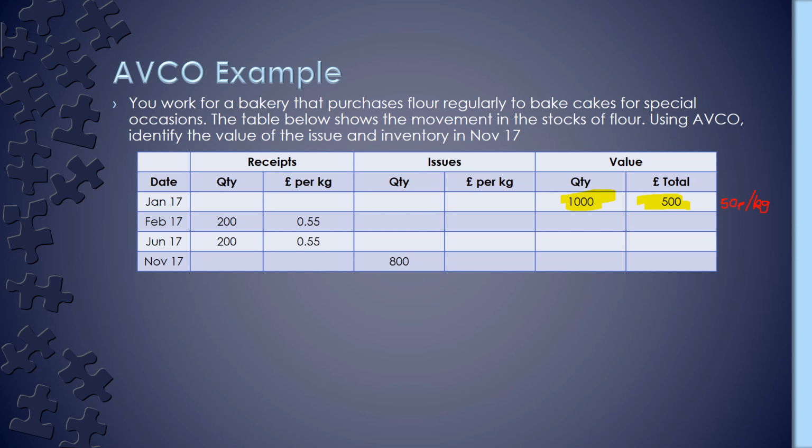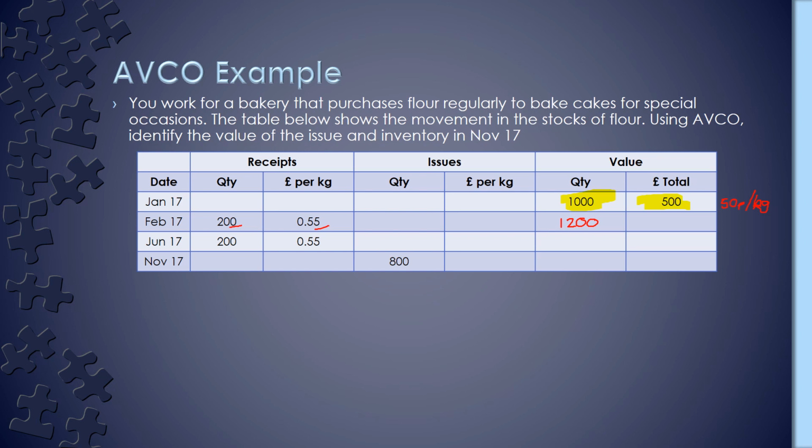So in February then, the company was getting ready for an order, so they wanted to buy in some more flour. So they purchased 200 kilograms, and each kilogram cost them 55p. So the first thing we have to do is, we know that we're increasing our quantity by 200. So it's going to be 1,000 plus 200. So our quantity is increased to 1,200. And then we know that we've purchased that 200 kilos at 55p.